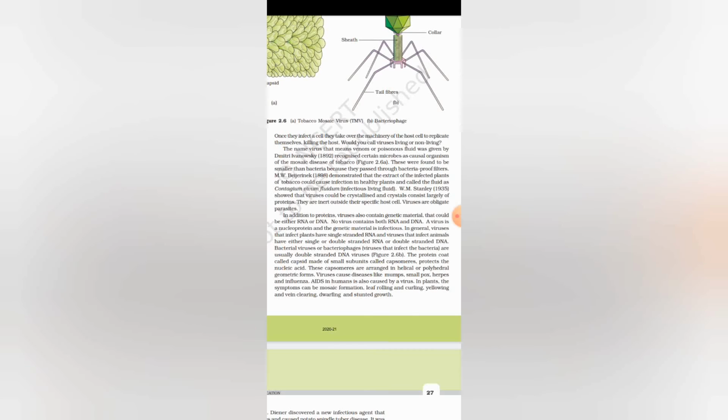M.W. Beijerinck in 1898 demonstrated that the extract of the infected tobacco plants could cause infection in healthy plants, and called the fluid Contagium vivum fluidum, infectious living fluid. W.M. Stanley in 1935 showed that viruses could be crystallized, and the crystals consist largely of protein. They are inert outside their specific host cell.